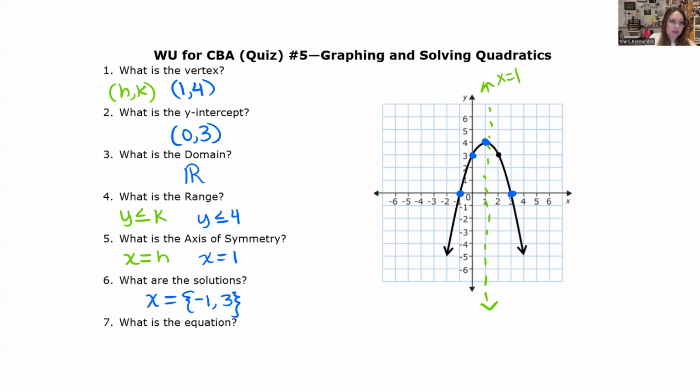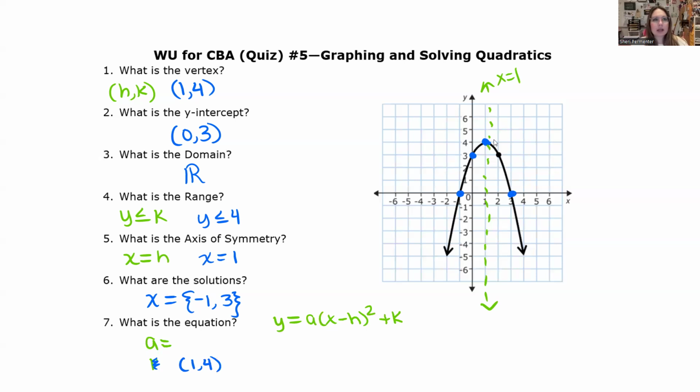What is the equation? So the equation is always going to take the form of f of x is equal to a(x minus h) squared plus k. And keep in mind, this will be a multiple choice question. We need to know what a equals, and we need to know what the vertex is. Well, we already know what the vertex is. The vertex is 1, 4.